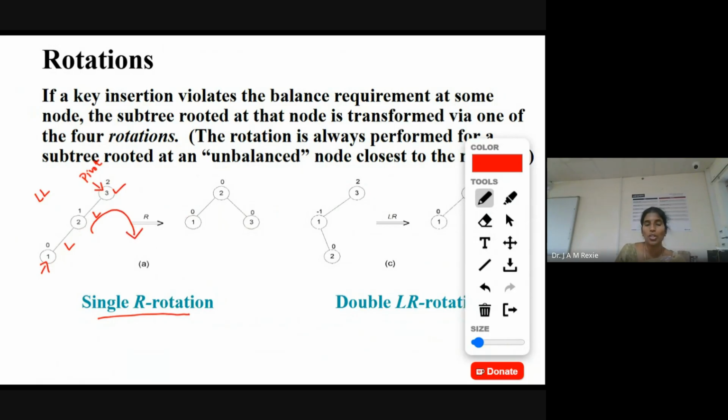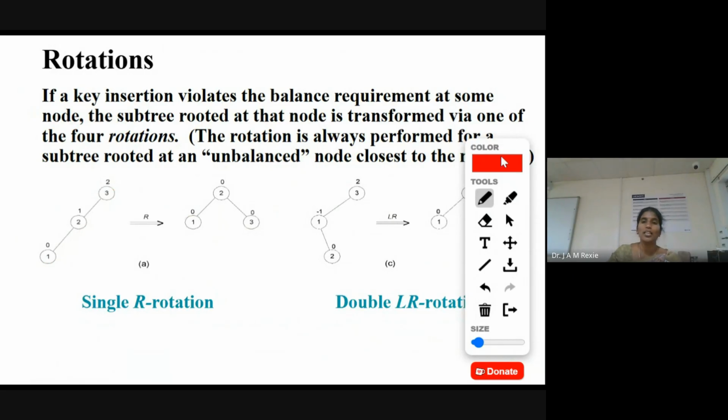When I'm rotating towards right, what will happen? The child 2 will be occupying the position of the parent, and the parent will be demoted to the position of child. So we are getting this. And now if we check the balance factors, they are becoming 0. So this is an example of a single rotation.